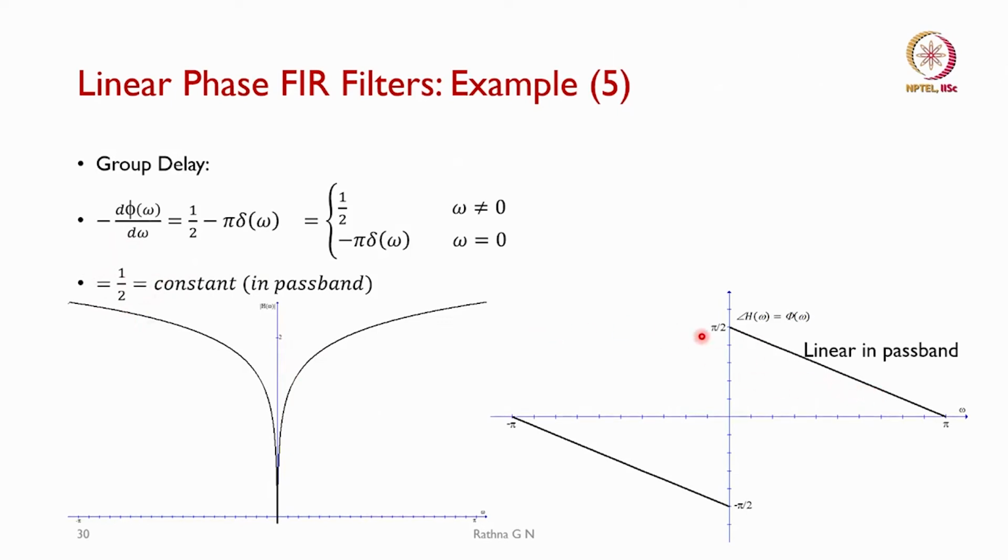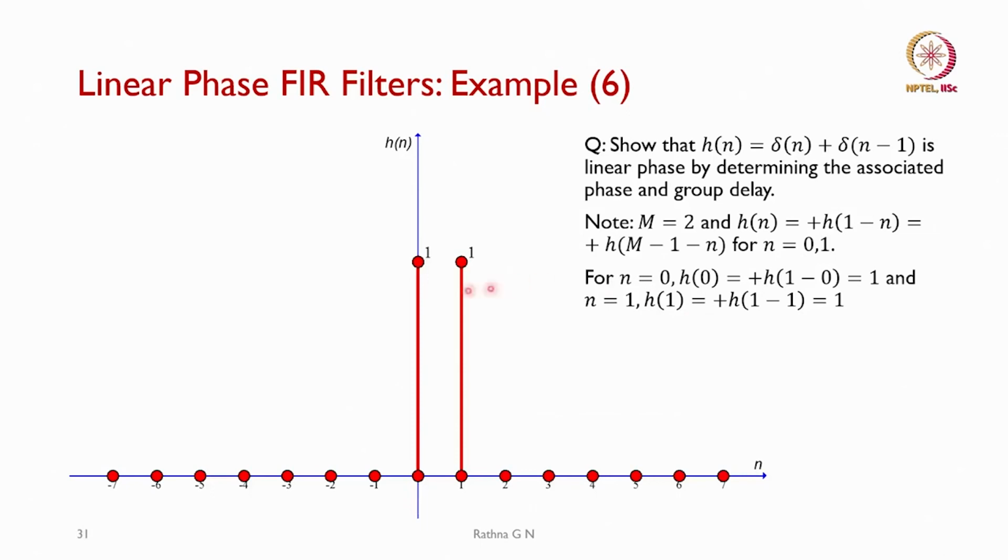That is the reason why you will be seeing that it is pi by 2 to minus pi by 2, and you will be seeing a linear slope of the line here. So, coming further with the example, this is an assignment for you to work out.